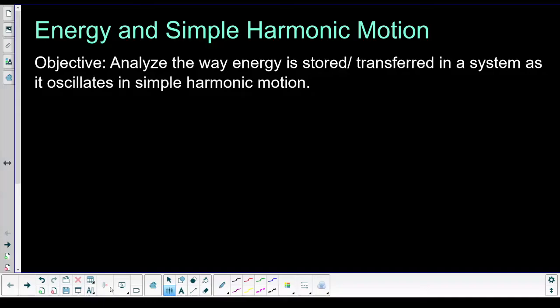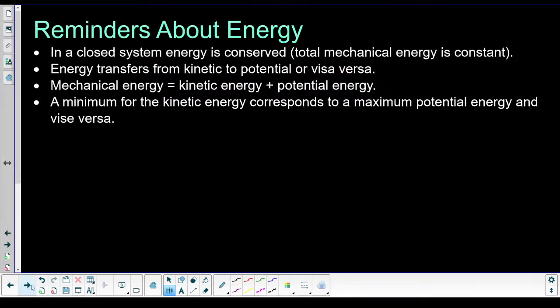All right, let's talk about energy and simple harmonic motion. Okay, cool, let's go. So before we just kidding, you thought we were gonna talk about it right away. Not on your life. Before we dive into this very complex thing that you already know about, let's just remember a little bit of stuff about energy.